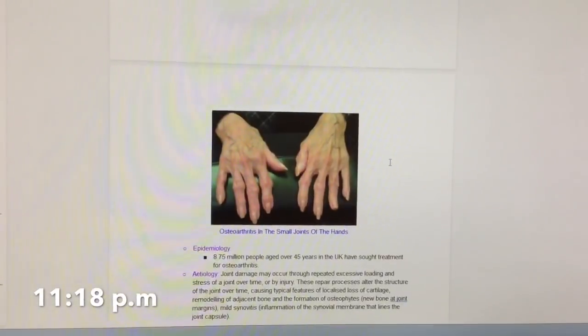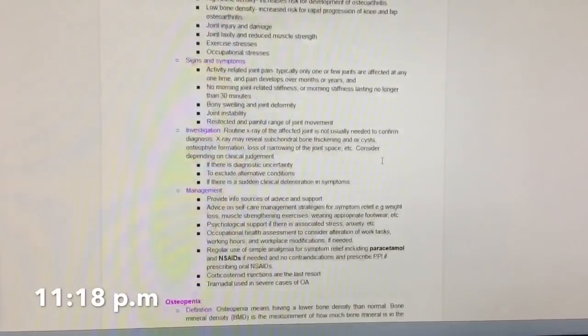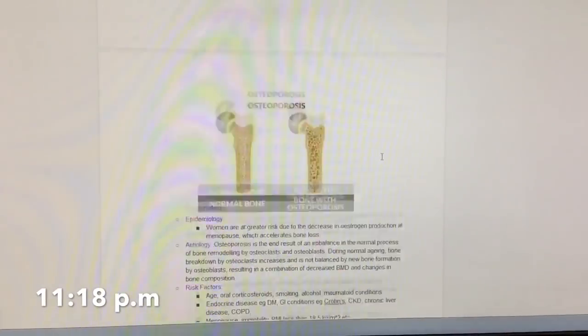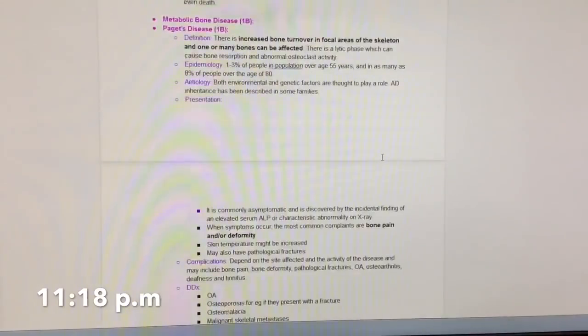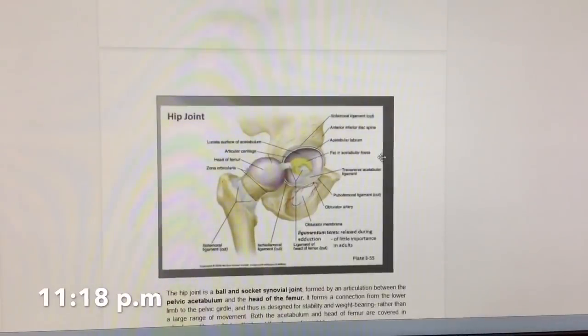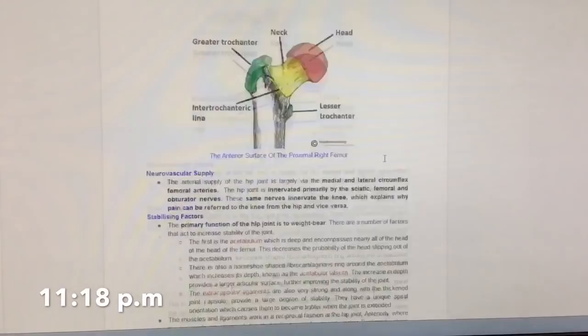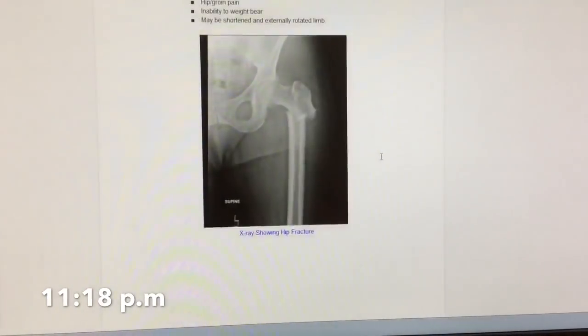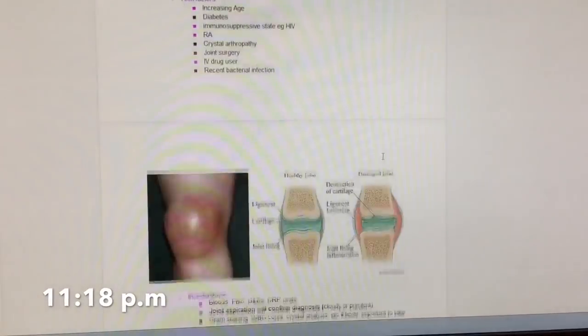So the plan for the Wednesday evening was to go over the musculoskeletal system and also mental health as well. And this was basically a quick skim through all the different conditions. I basically skimmed through all the MSK conditions and all the mental health conditions just to remind me of how to diagnose and how to manage them.